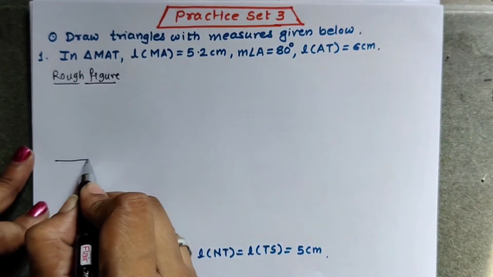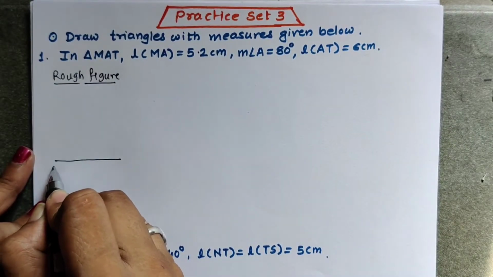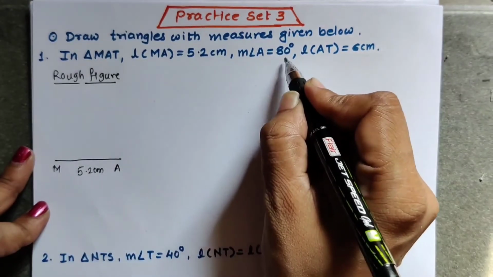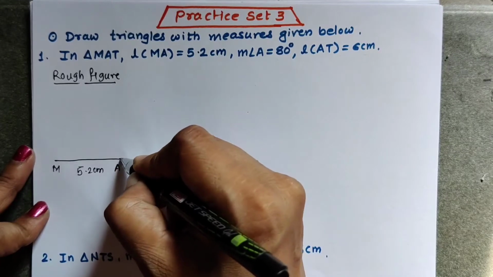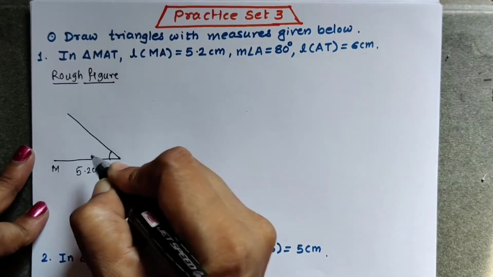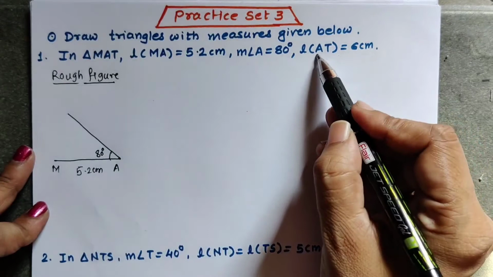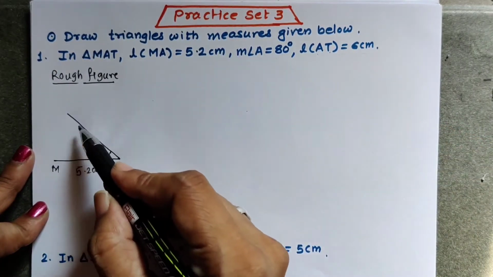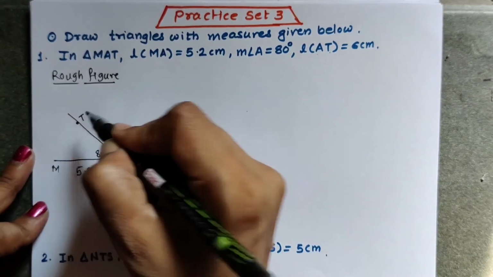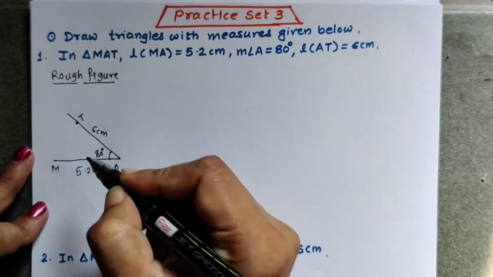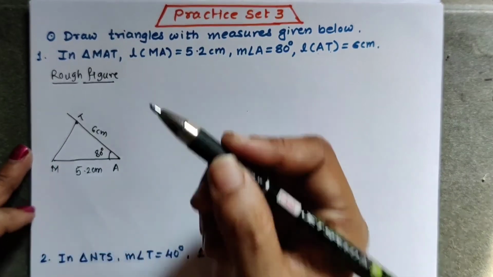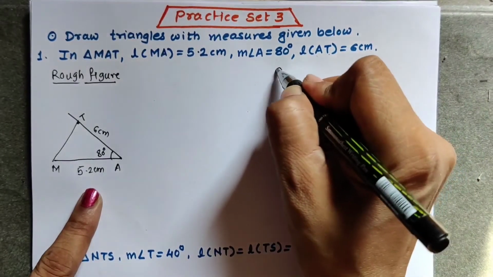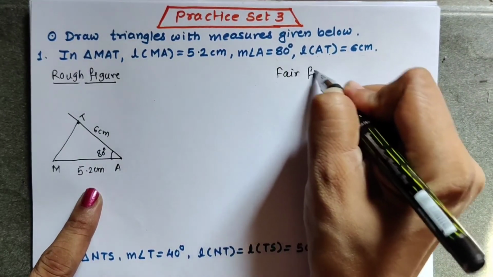MA is 5.2, so I will be drawing a rough segment MA of 5.2 centimeter. Now angle A is 80 degree, that means from A we have to draw the ray of 80 degree, which is an acute angle, and AT length is 6 centimeters. So from A to T, somewhere T will be here and this is 6 centimeter, and then we can join this point MT. In this way we can construct the rough figure first, and now from rough we can construct the fair figure.